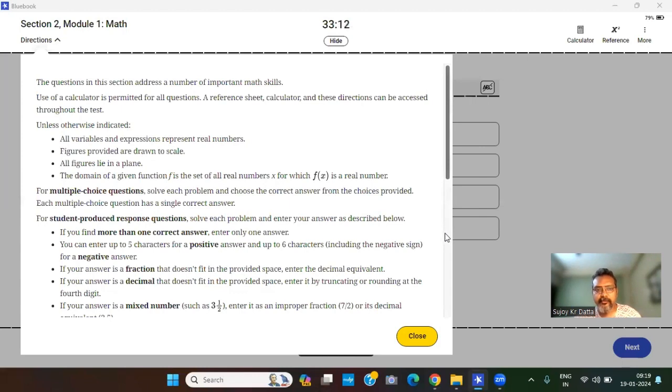I'll take you through the actual, live solving of this entire set, module 1 and 2 of the math section, so that you can have an idea of how you are supposed to solve. And maybe while watching the ways I'm solving, you can pick up some of the faster ways of solving as well. So let us start.